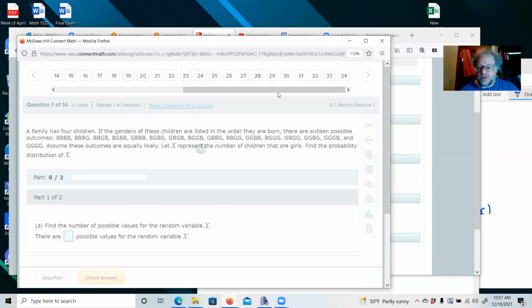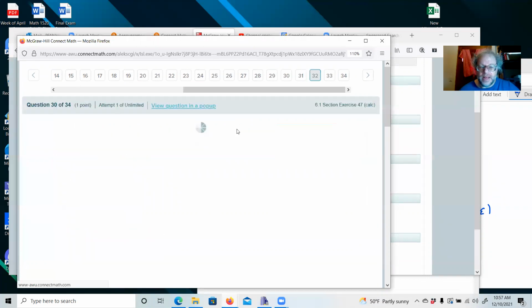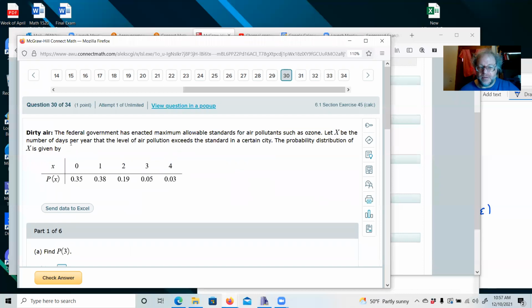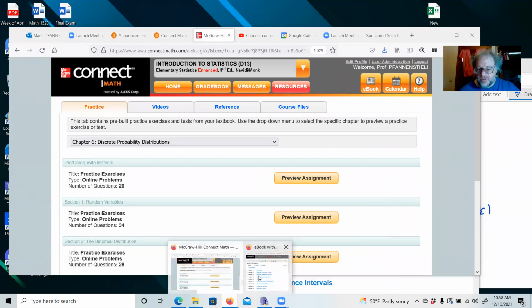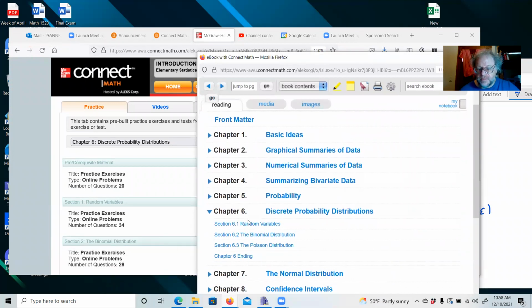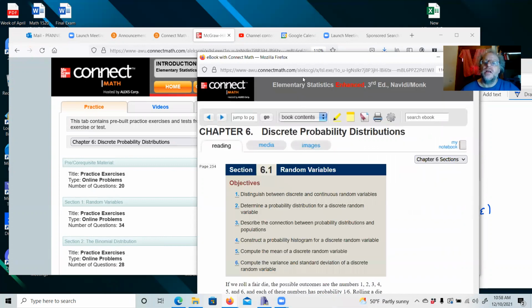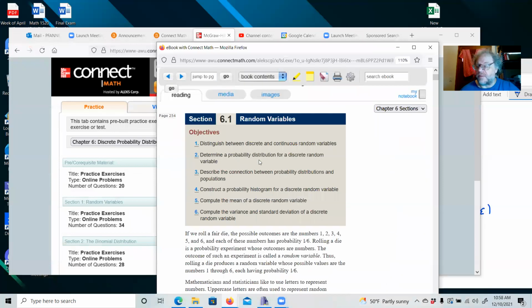But you could find problems that you would want to do, look in here, and get an expected value problem. So you don't have to go back to your homework. You can, if you wanted to go there, you could also have gone to the ebook. Let's go to chapter 6, random variables. Now this is going to have more problems in it because not all the problems are in Connect.